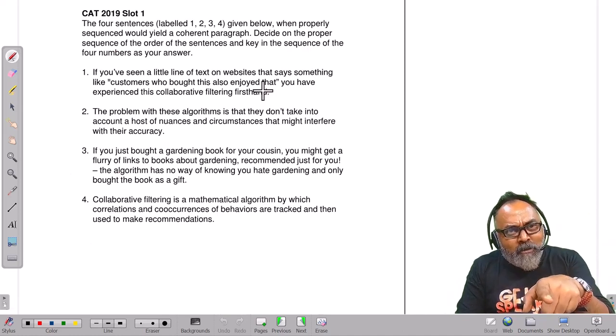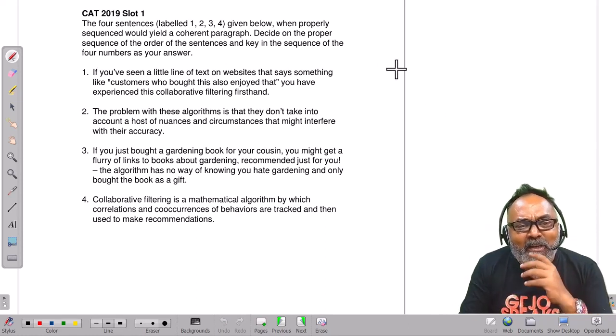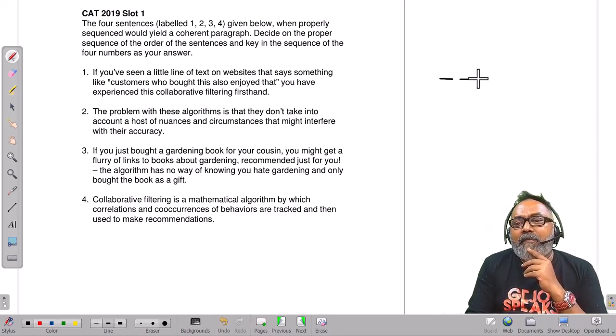Do you want to pause this and try it once again? I think you want to do that. See any other signal, see something you can see. Okay, let's see.